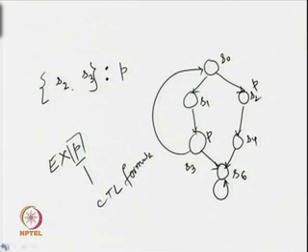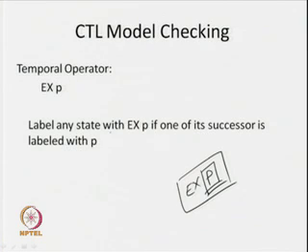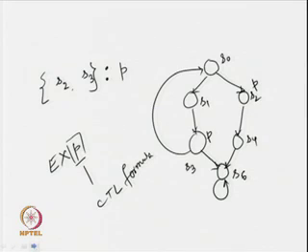So, P may be any CTL formula. Now, what we are saying is: label any state with EXP if one of its successors is labeled with P. In this particular case, if you come to S0, it has two successors, S1 and S2. One of the successors is labeled with P, so S0 will be labeled with EXP. When we come to S1, we find that it has one transition to S3, which is labeled with P.